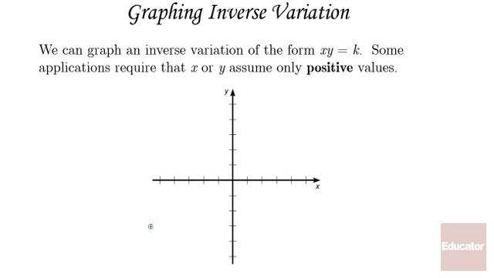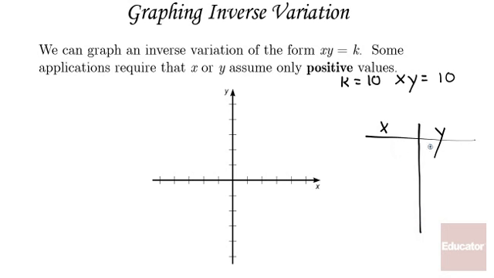Let's go ahead and take an example here and see what this looks like. If k equals 10, if the constant of variation is 10, then the equation for inverse variation is going to look like this. The product of x and y equals 10. So let's go ahead and graph that out by assigning some values to x and determining what the corresponding values for y will be. Okay, so if x is 1, well, we need the product of x and y to equal 10, so then y must be 10.